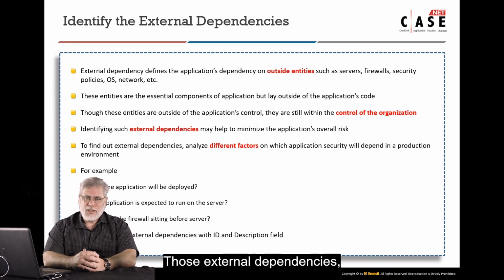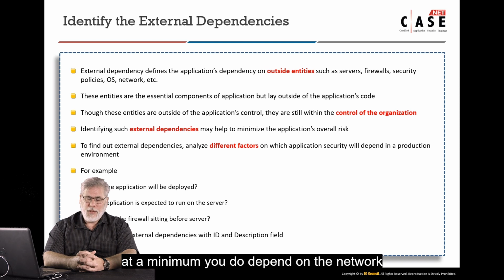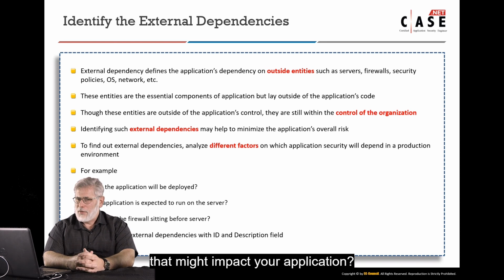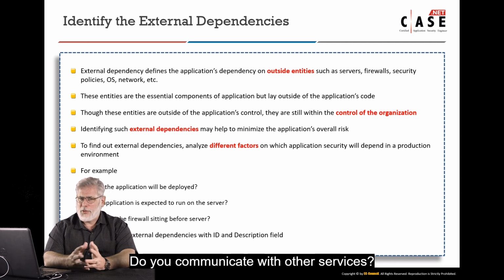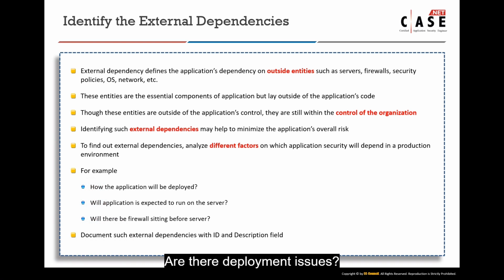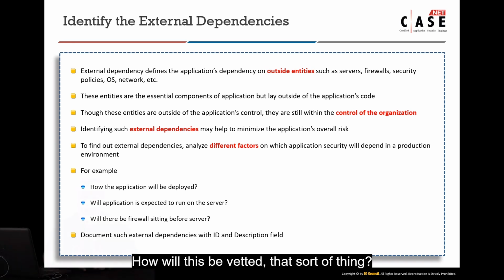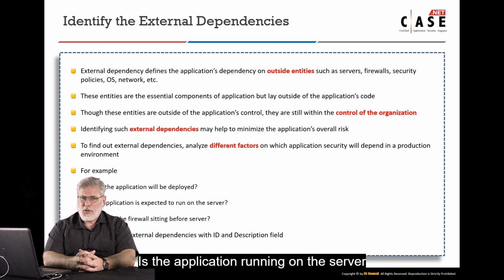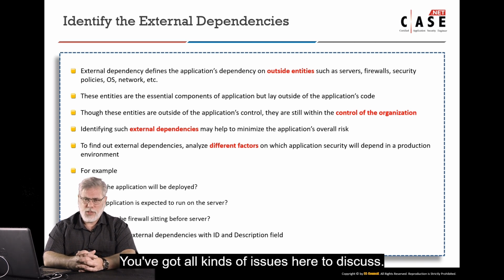Those external dependencies, at a minimum, you do depend on the network and the operating system you're connected to. Are there vulnerabilities there that might impact your application? Do you have additional external dependencies? Do you communicate with other services? Do you have files you read and write? Are there deployment issues? For example, if you're deploying on a smartphone application, which smartphone operating system? How will this be vetted? That sort of thing. Will there be a firewall in front of the server? Is the application running on the server or on a separate machine? You've got all kinds of issues here to discuss.